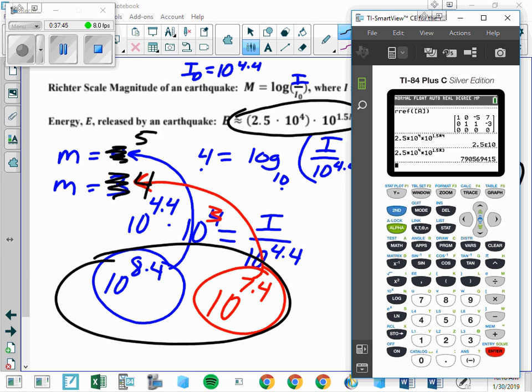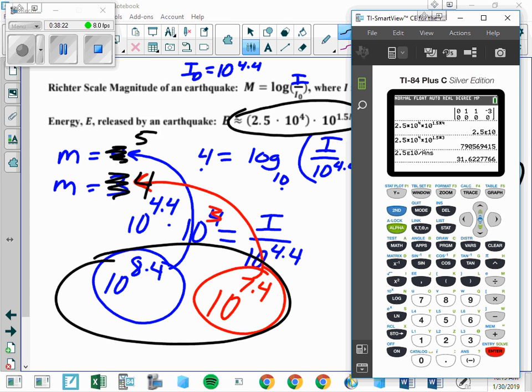How do you compare the size of one earthquake to another? Divide them. So I want to do 2.5 e10 divided by the answer. And a magnitude 4 earthquake releases 31 times more energy than a magnitude 3.